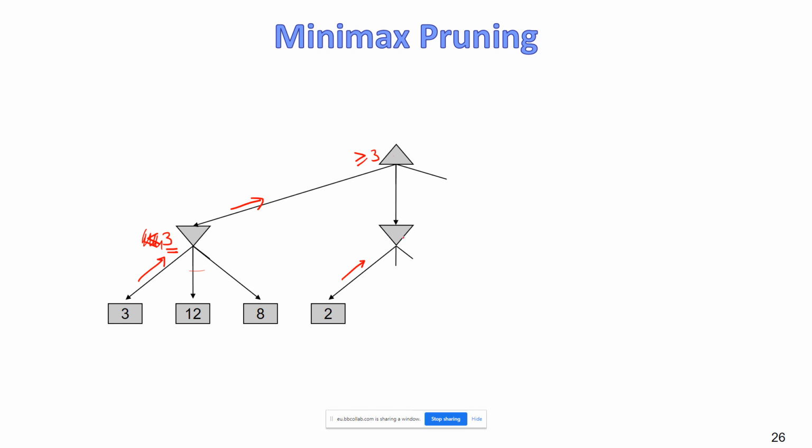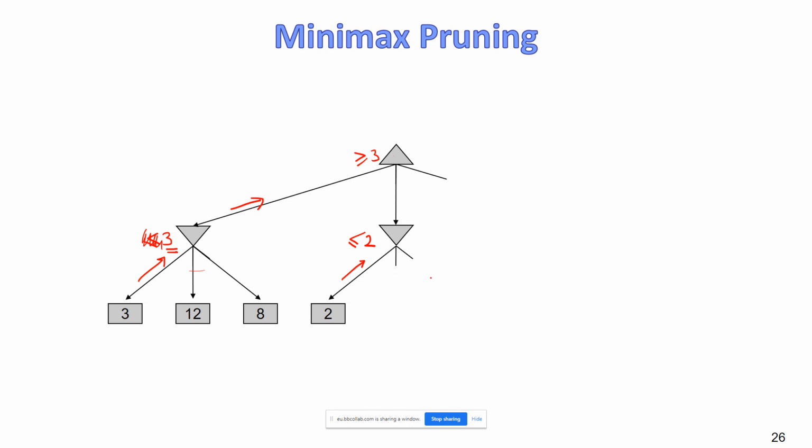Now this value, because this is a min node, will be at most 2. It can decrease, but it cannot increase, because we are minimizing. So whatever value comes from here can be less than 2, or can be more, but the value of that node will never be above 2. Now, since we got this, it has to be less than or equal to 2.